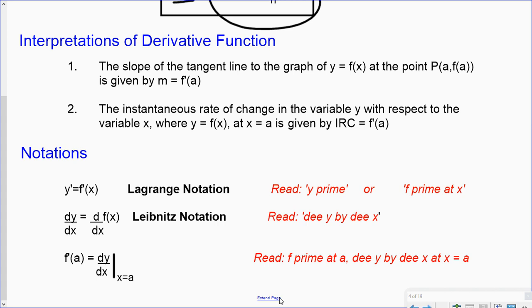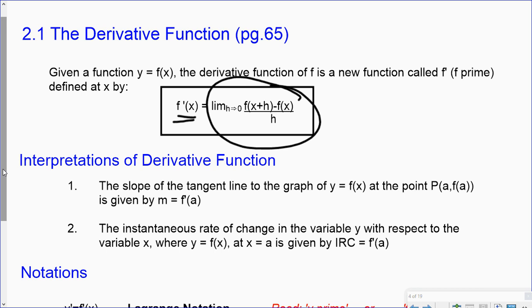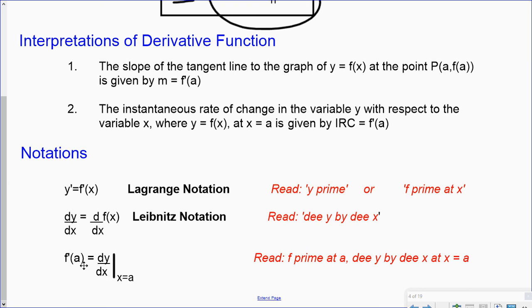So not only am I going to be able to find the derivative equation of a function, right? This little process right here is going to lead us to a derivative equation, an equation that describes the derivative. But if I have an equation, I can also evaluate it at particular spots here. So think about what's going to happen here.